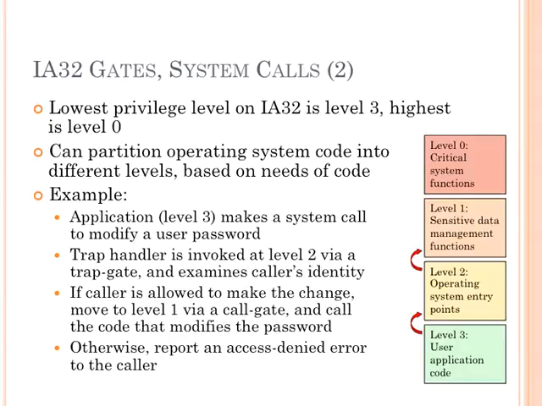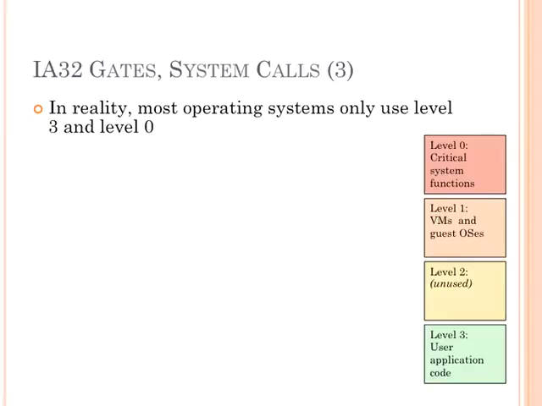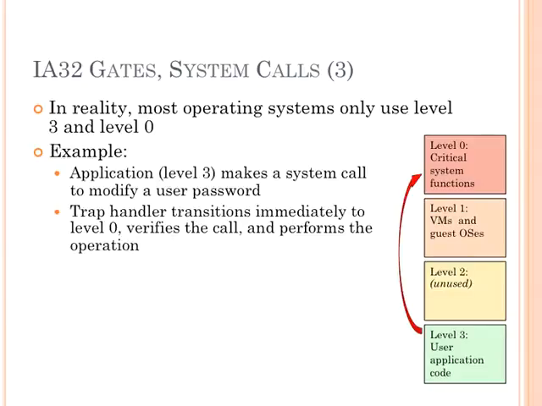But weirdly, this isn't how operating systems actually work, because this does introduce a lot of complexity. And so in reality, this is the way that it's laid out. Level 3 is user applications. Level 0 is the OS kernel. That's the castle, and everything is in there. And then you have level 1, which is sometimes used for virtual machines. So for example, talking about the same example we had before, where I want to change a password, well, level 3 goes straight into level 0.